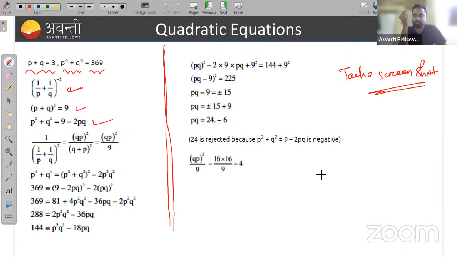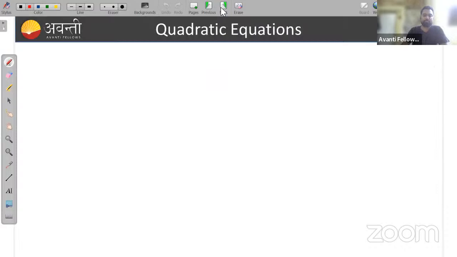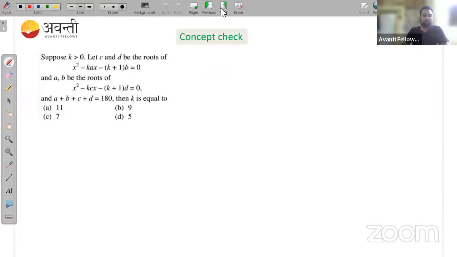Okay, clear. Chalo. It's a JEE question. Suppose k is greater than 0. Let C and D be the roots of this quadratic equation, and A and B be the roots of this quadratic equation. It is also given that A plus B plus C plus D is equal to 180. Then you need to find the value of k. It's a little lengthy question, but you can solve it also.